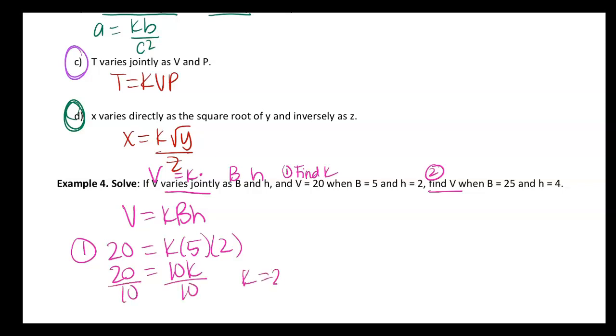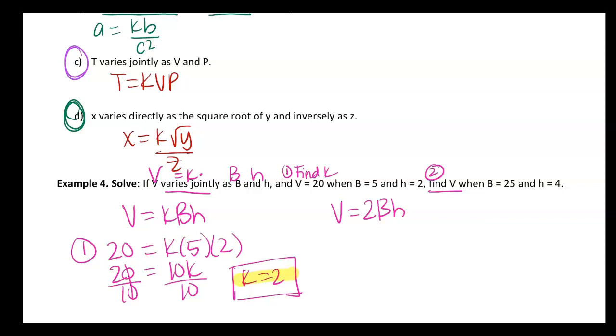So K will equal 2, because the zeros here just cancel. So that's my K value. When it said for the first part, find K, that's the first part. I'm going to write my formula, which is V equals 2BH.